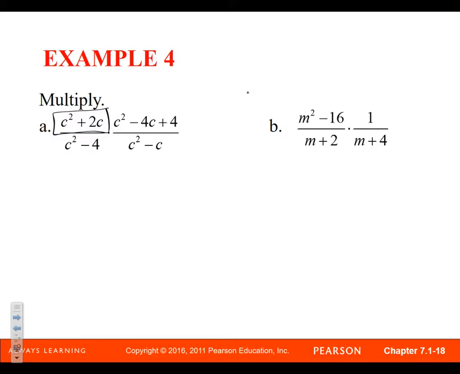Do they have a common factor? Yeah. I can factor out C, can't I? So that becomes c times c plus 2. Everyone cool with that?